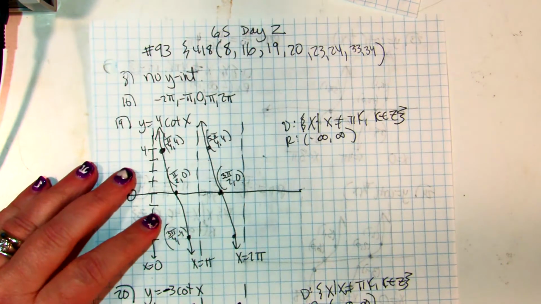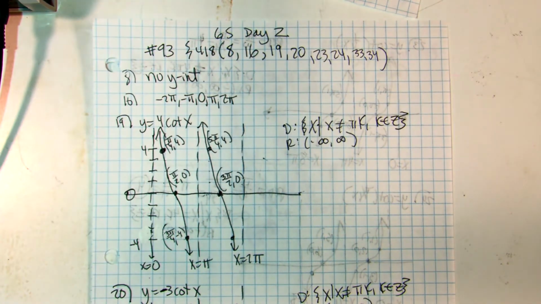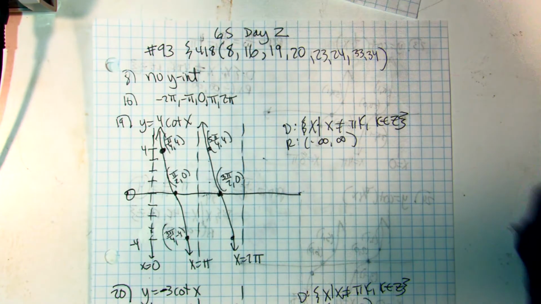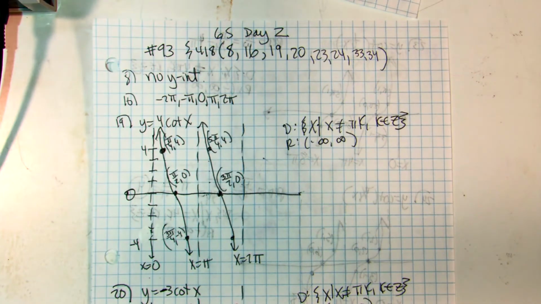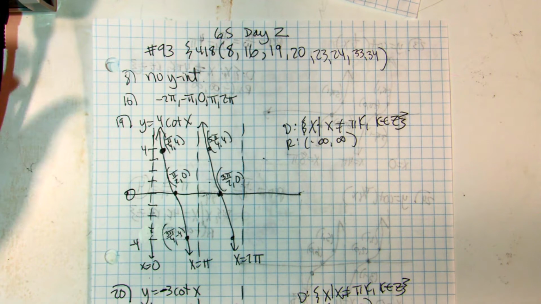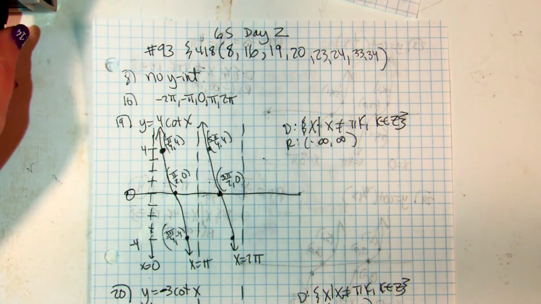Hi. I thought it would be a good idea to go over homework 93 together so that you could see the difference between graphing cosine and tangent, cotangent and tangent. Hopefully you understand how to graph sine and cosine, the difference between those.